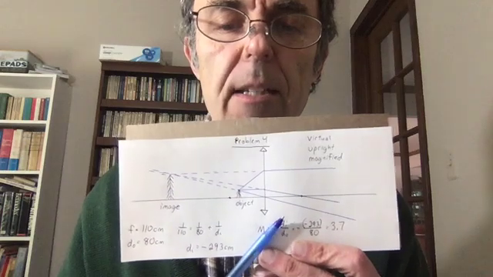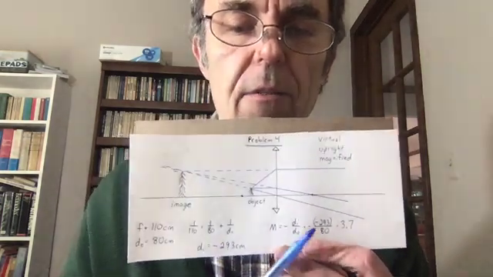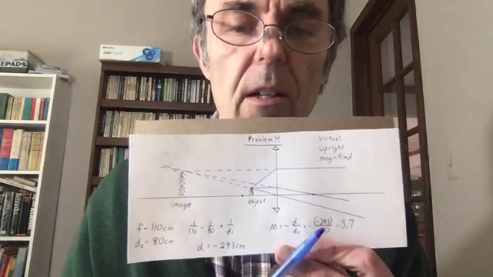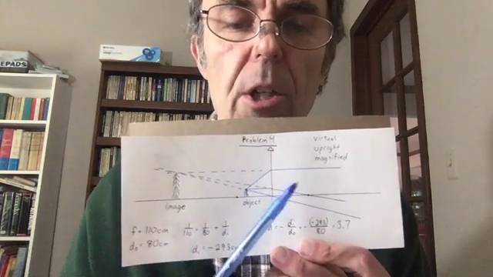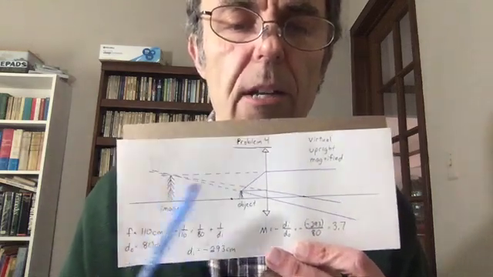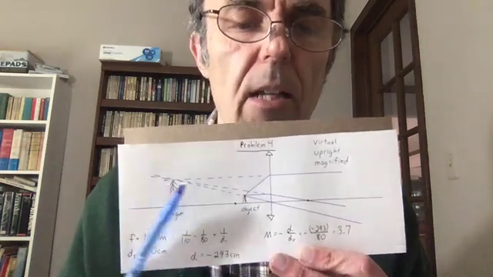Magnification is going to be minus di over do. The di itself is negative, so you have two negative signs that cancel. 293 over 80 gives you a 3.7. So you can just look at this picture without doing any calculations. You can say several things. It's a virtual image. The light rays don't actually meet here.